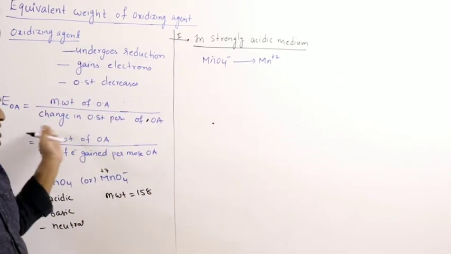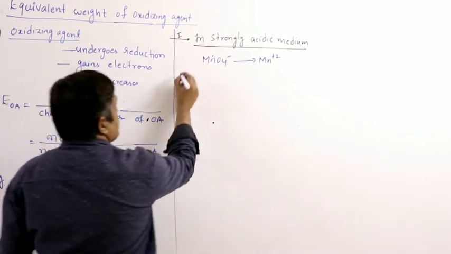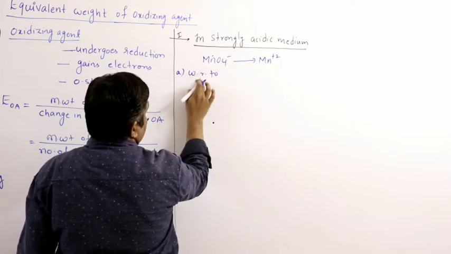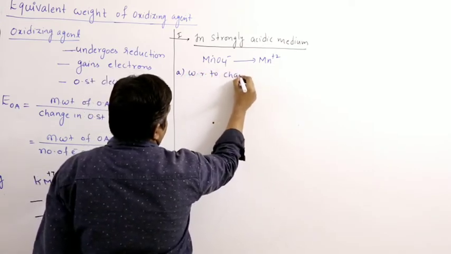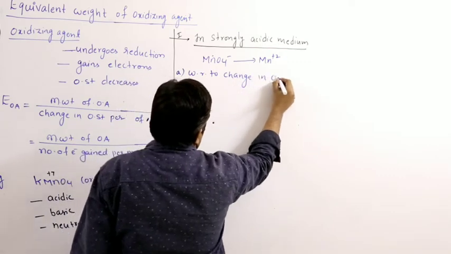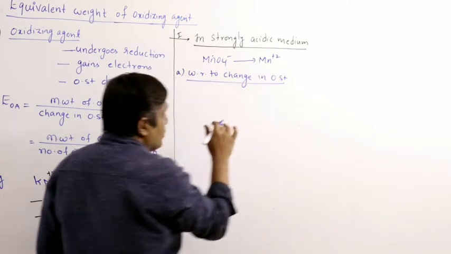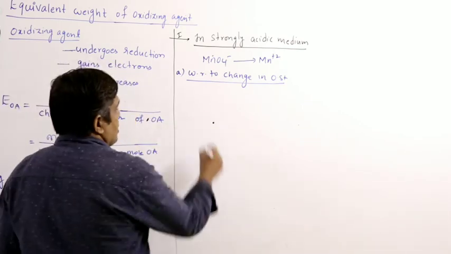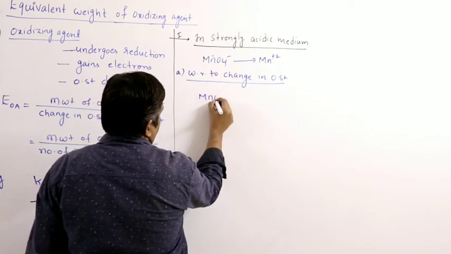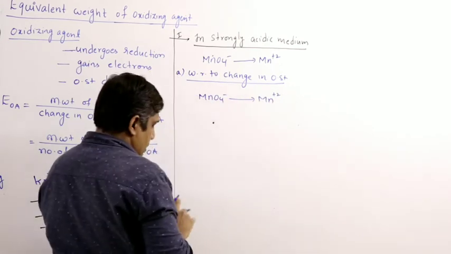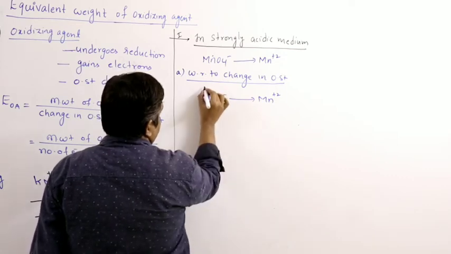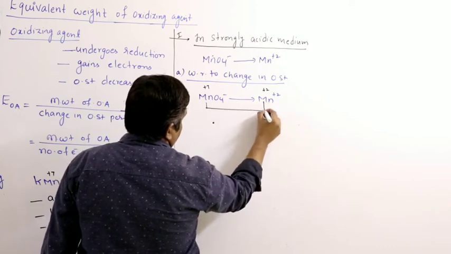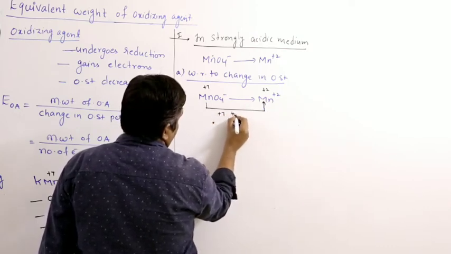What is the valency? Nothing but the change in the oxidation state. So first, with respect to change in oxidation state, I am trying to find the valency of the oxidizing agent. What is actually happening here? MnO4 minus goes to Mn+2. What are the oxidation states assigned? It is +7 here, and here it is +2. So in acidic medium it changes from +7 to +2.